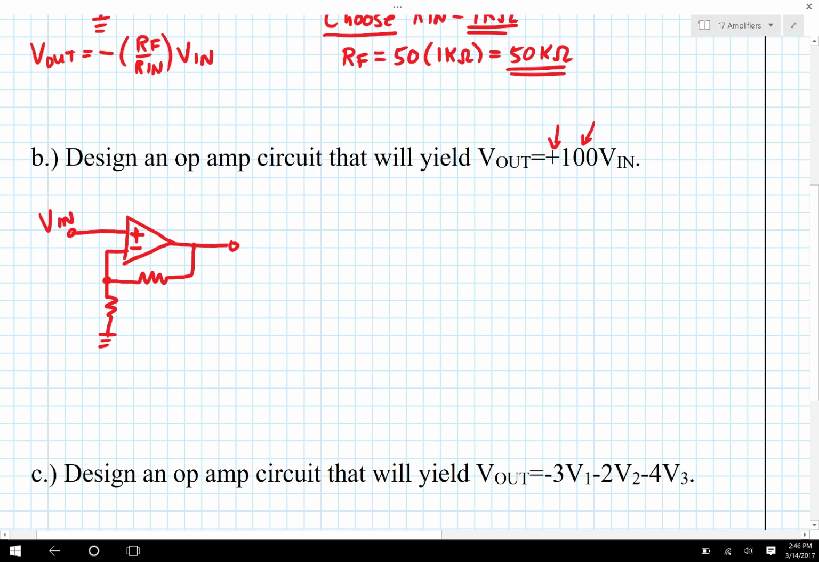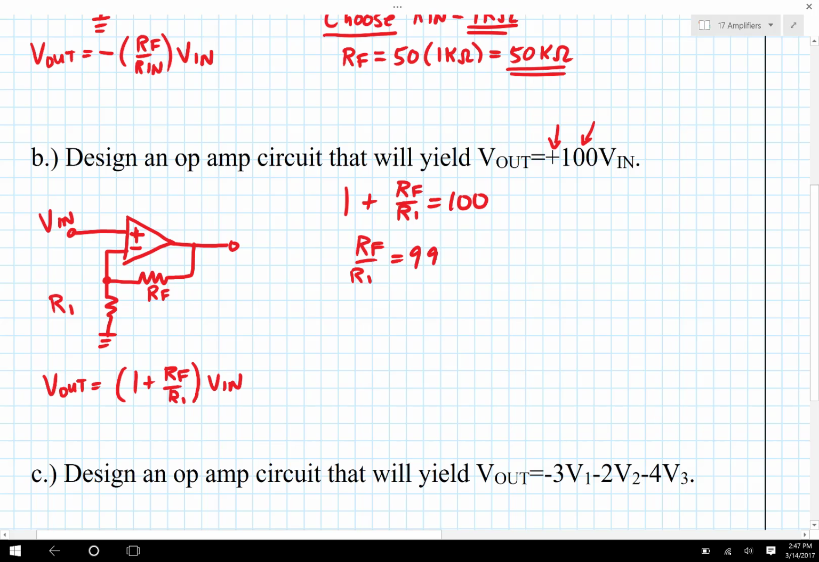Here's Vn, and then I'll call this R1, and I'll call this Rf. And I know that the equation for this is that Vout is equal to 1 plus Rf over R1 multiplied by Vn. So if I compare that to the equation that's required, I can see that 1 plus Rf over R1 is equal to 100. Rf over R1 is equal to 99, and therefore Rf is equal to 99 times R1.